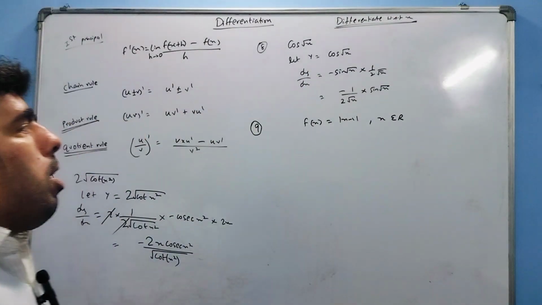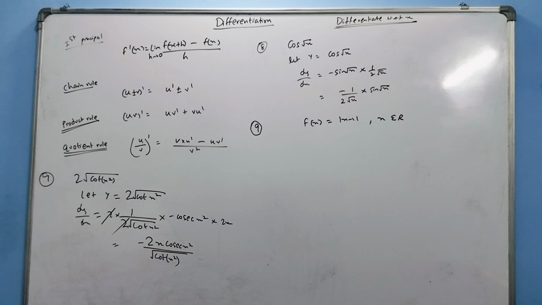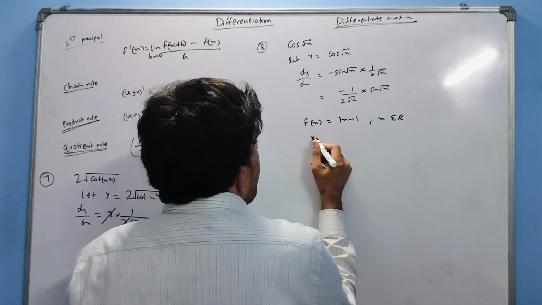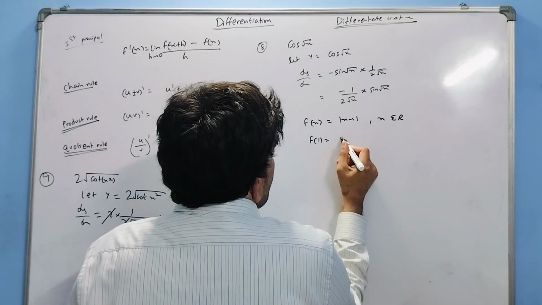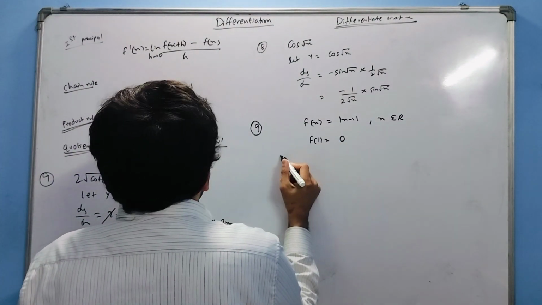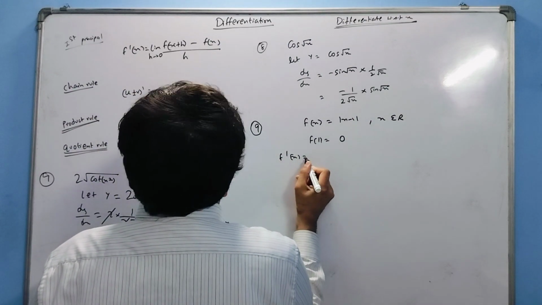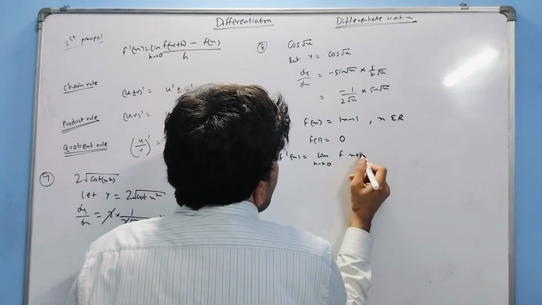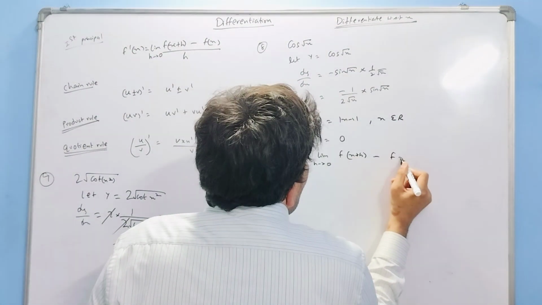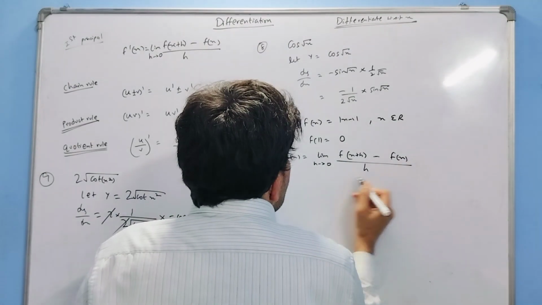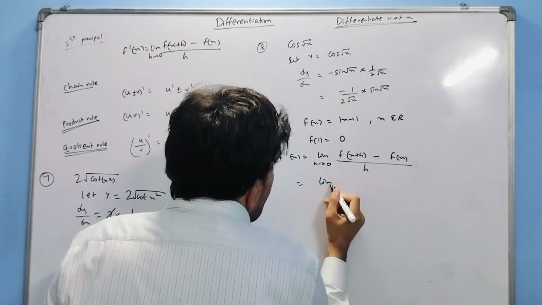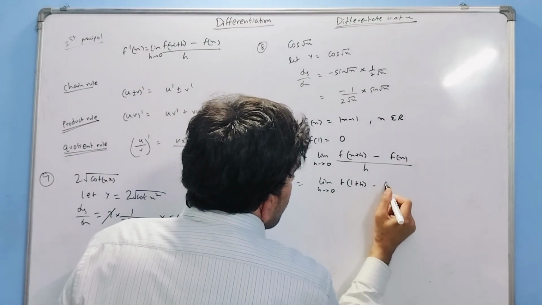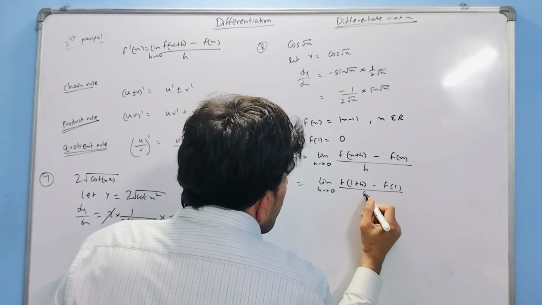Okay. How we'll do it? We'll try to apply the first principle here. How? Let us see first. f(1) will be 0. Now we'll apply f dash x is equal to limit h tends to 0 of f of x plus h minus f of x upon h. So we'll now apply limit h tends to 0 of f of 1 plus h minus f of 1 upon h.